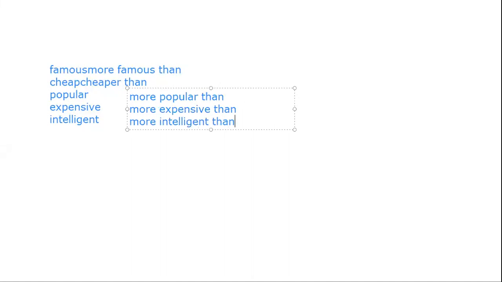So according to the rule that we just studied, popular will be more popular than. Okay, excellent. Expensive? More expensive than. And intelligent? More intelligent than. Excellent. So that's the way that we are going to be making comparisons, okay? Así es como vamos a estar comparando. So we have popular, more popular than. Expensive, more expensive than. Intelligent, more intelligent than. Okay, igual, aquí no le pueden poner ER al final, because that is incorrect. Okay, any questions?